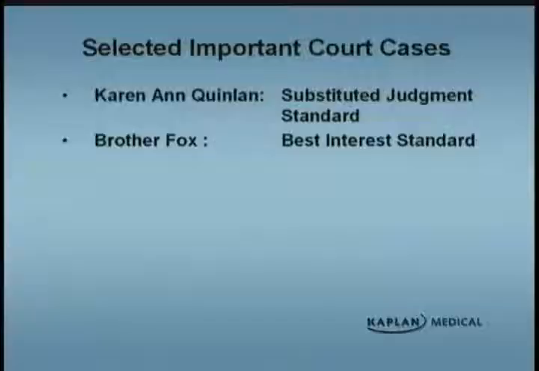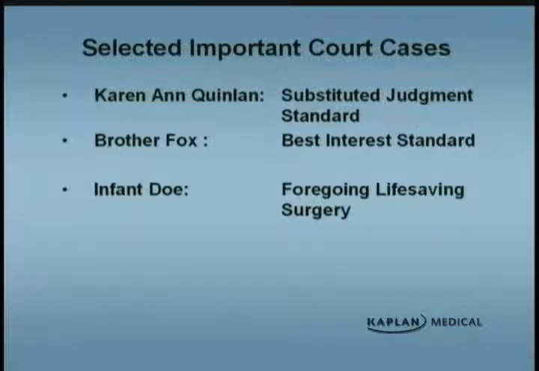When no knowledge is known about the patient's specific wishes, what we're going to do is do for this particular patient what most people in general would want. The rational person standard, the best interest standard. Infant Doe is the next case. Infant Doe is being presented here not really for the rule it gives us, but because of the extraordinary exception to the rule it gives us.